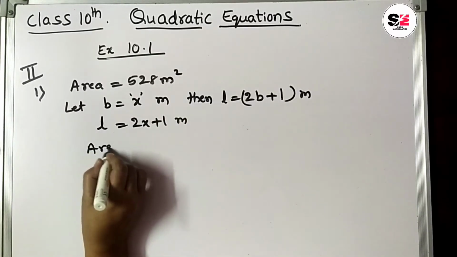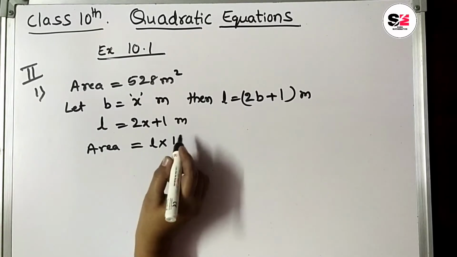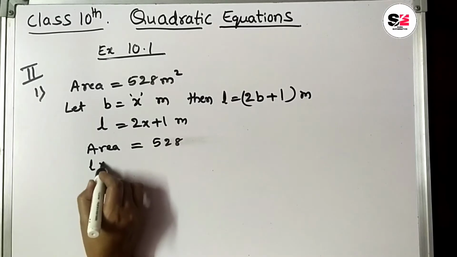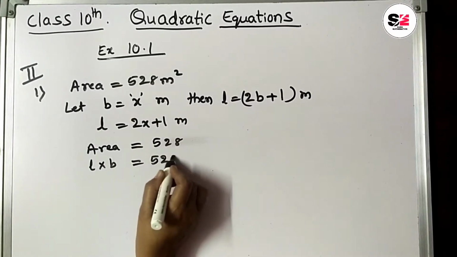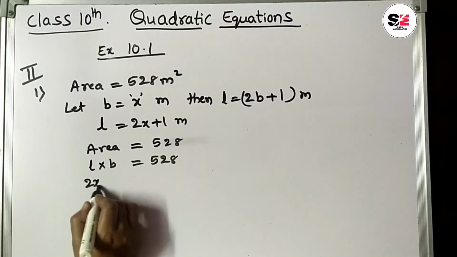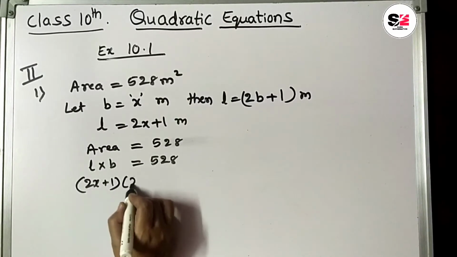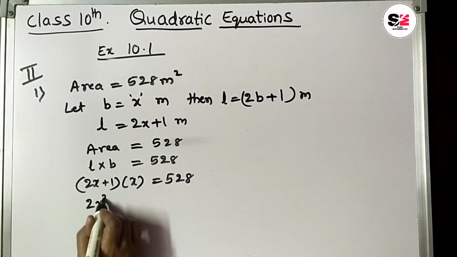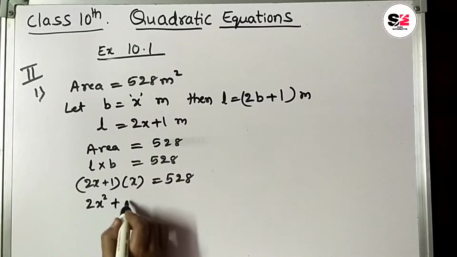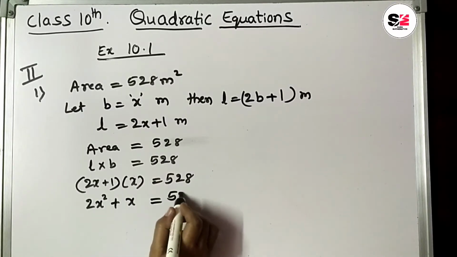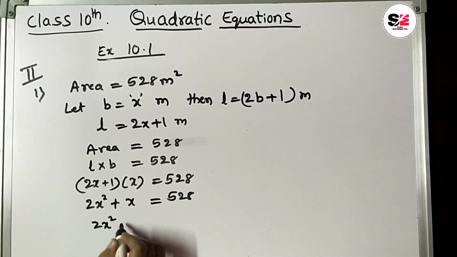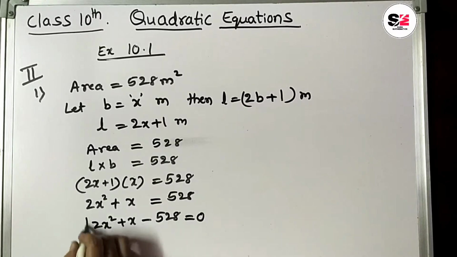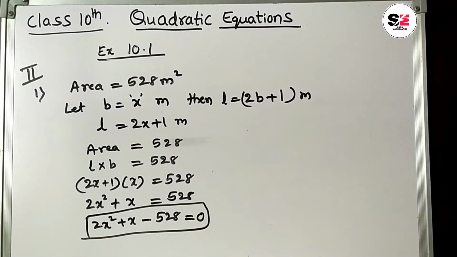Yes, area is equal to length into breadth, and the area is 528. So length is 2x plus 1 and the breadth is x, and the product is equal to 528. 2 into x is 2x square, plus x, is equal to 528. So 2x square plus x minus 528 is equal to 0. It is the required quadratic equation.